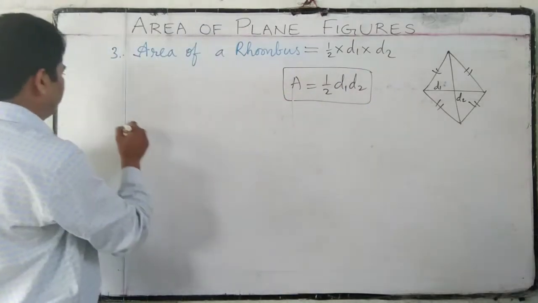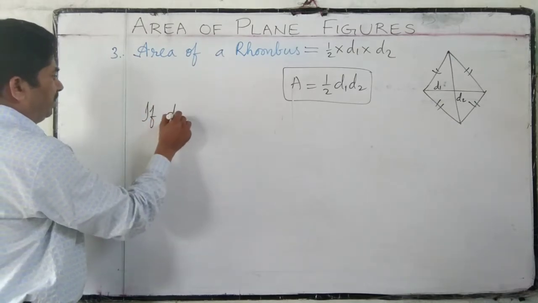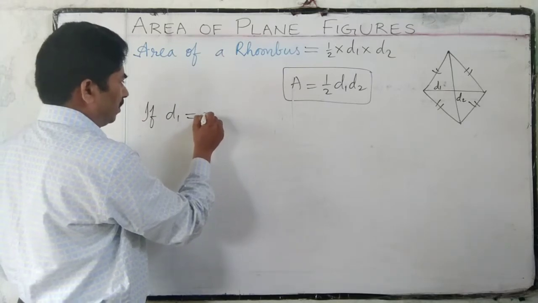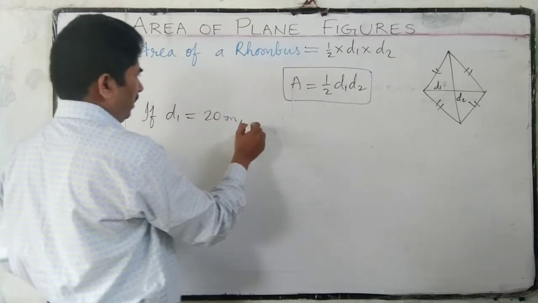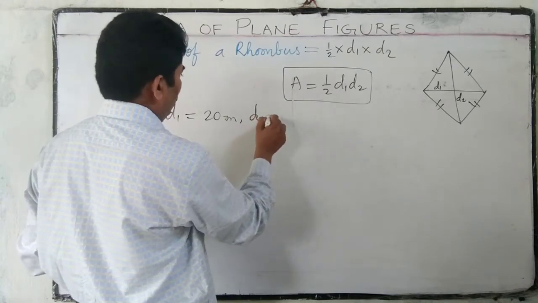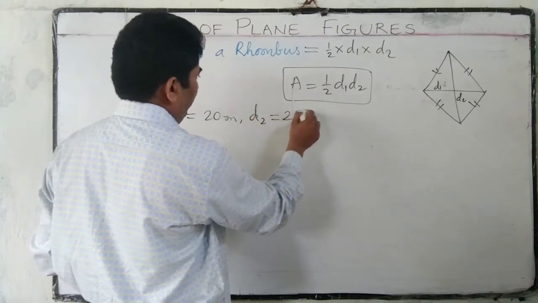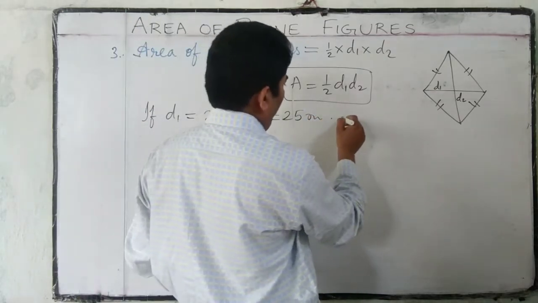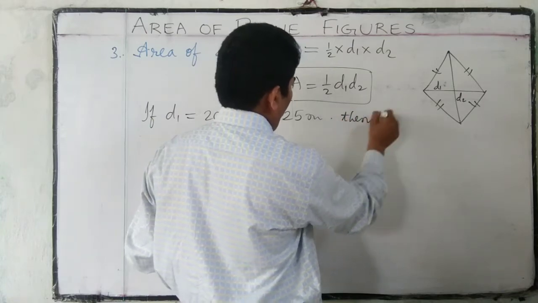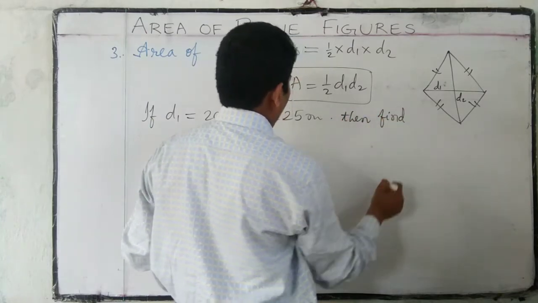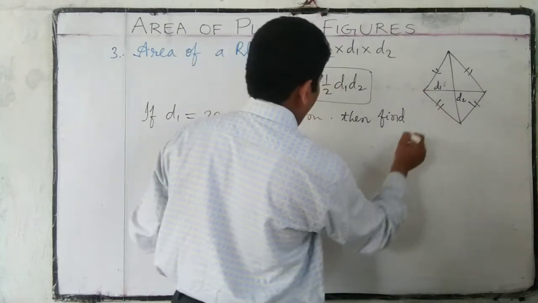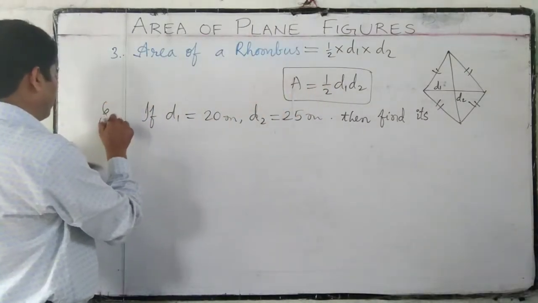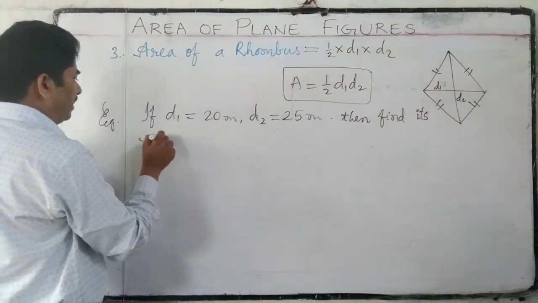If D1 is equal to 20 meters and D2 is equal to 25 meters, then find its area. Then find its area.